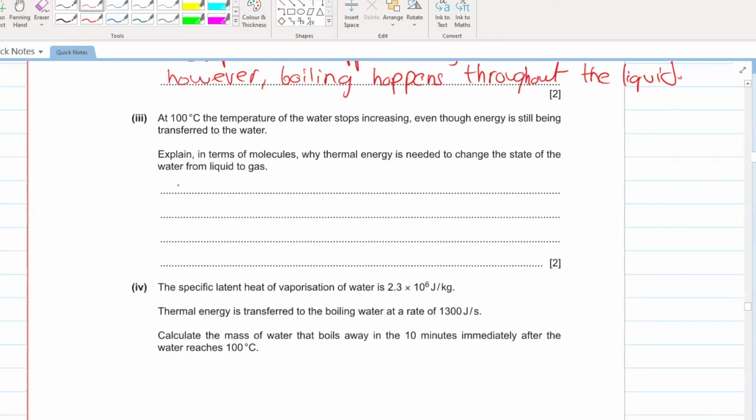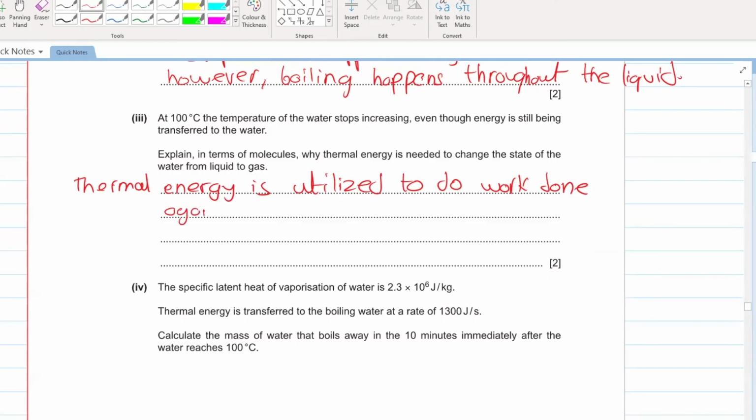You can say the thermal energy is utilized to do work against intermolecular forces and move the molecules away from each other.